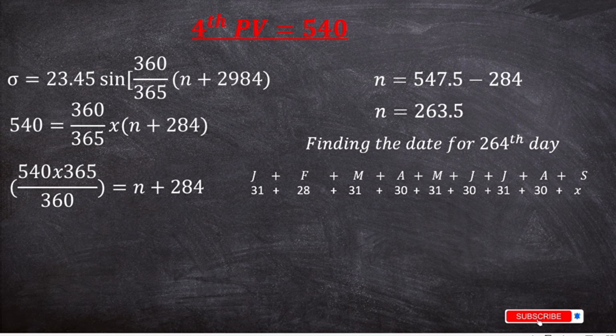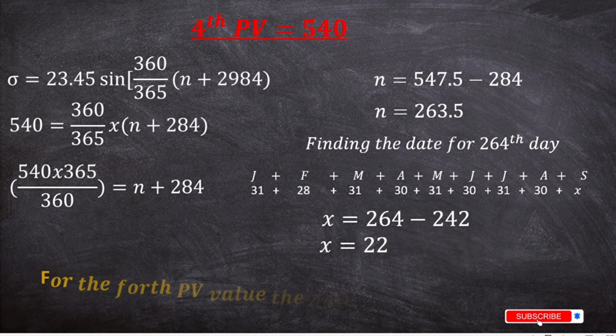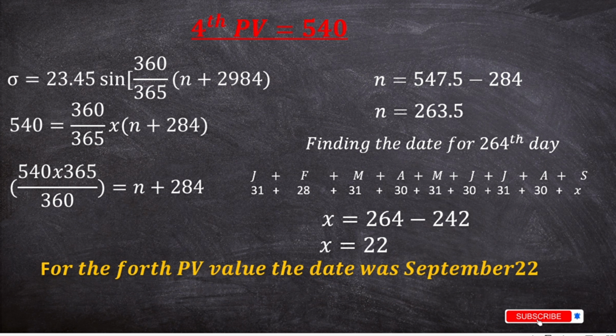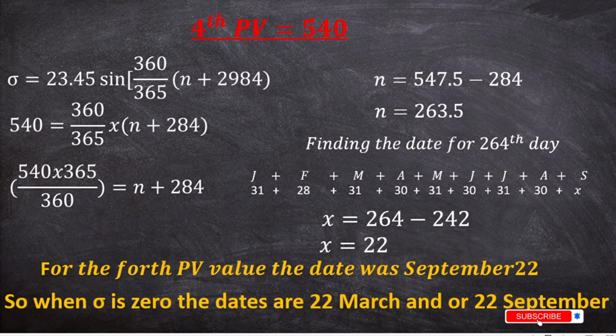Now how do we calculate x? We know n, so x equals 264 minus the total 242. We get x as 22. So for the fourth primary value, the date is 22 September. In conclusion, when sigma is 0, the dates will be either 22 March and or 22 September.